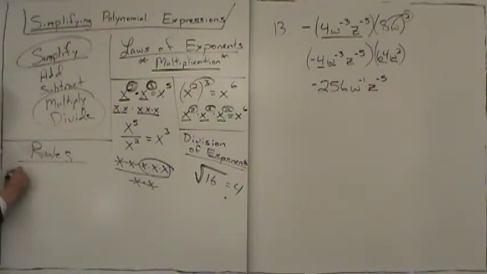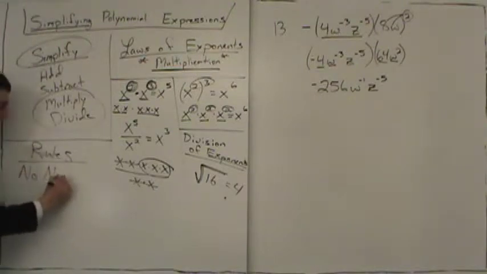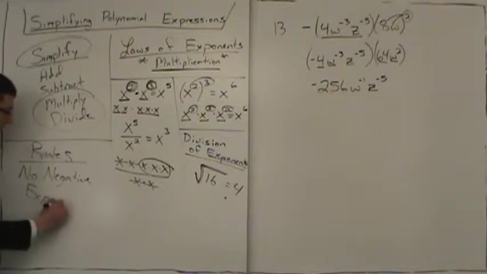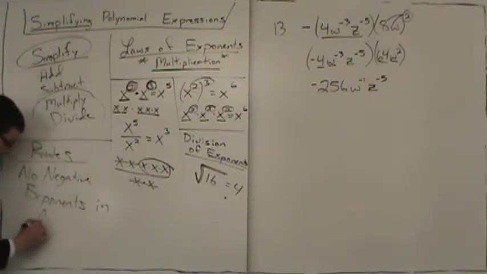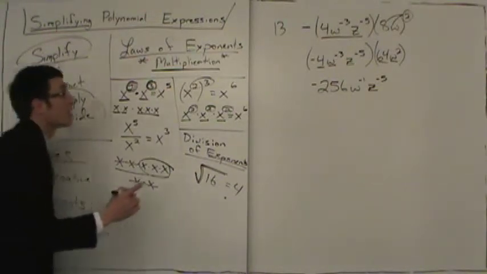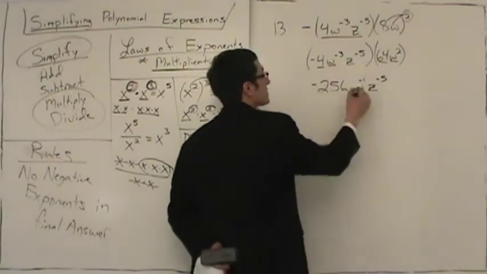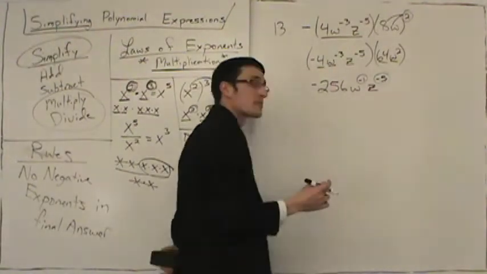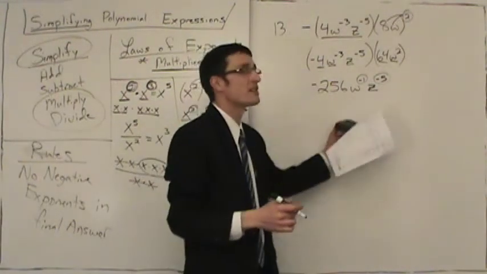Well, the first rule we're going to look at is no negative exponents in final answer. Okay, so right now this is the only rule that we've added on to this. No negative exponents in final answer. Now, looking here, do we have negative exponents? Yes, negative 1 and negative 5 are negative exponents. This means move these terms to the denominator.